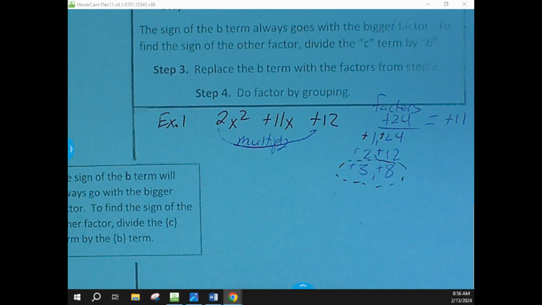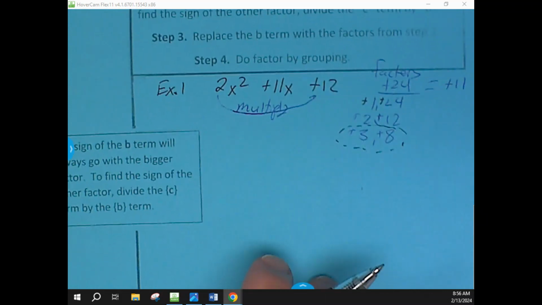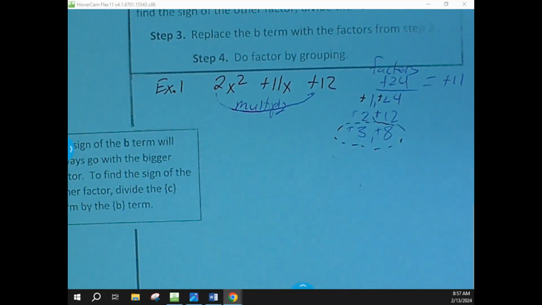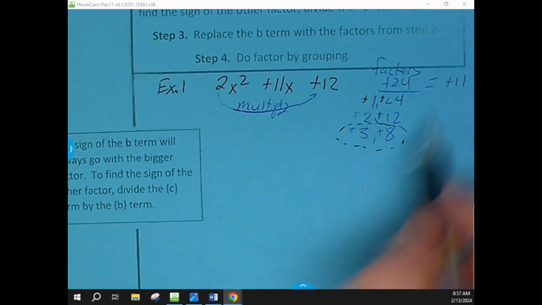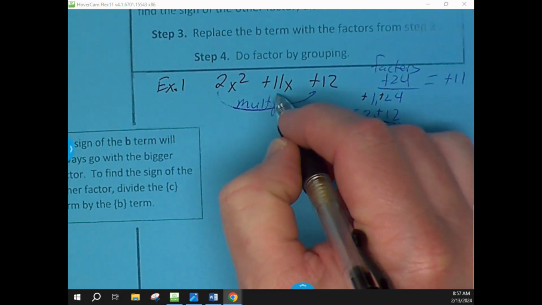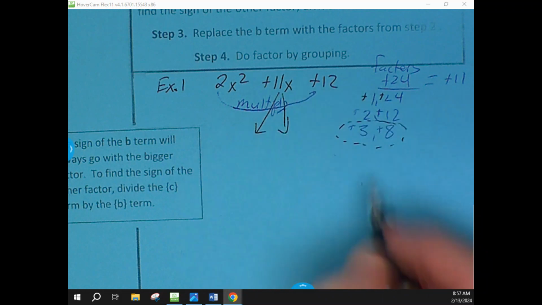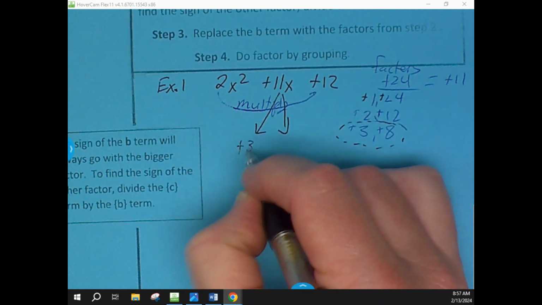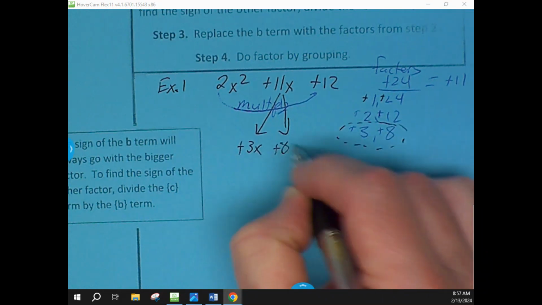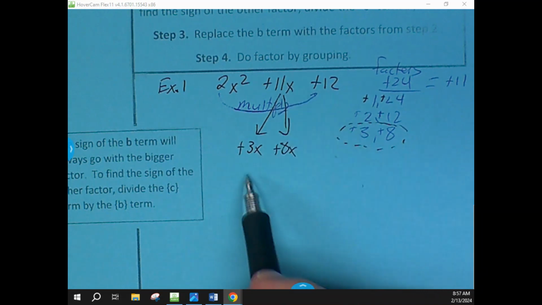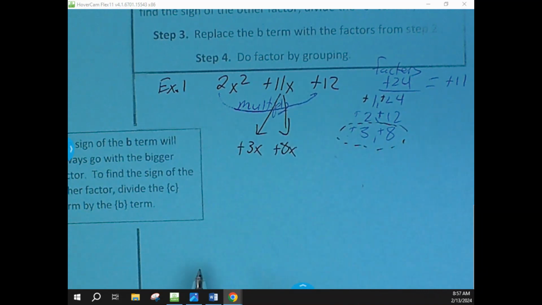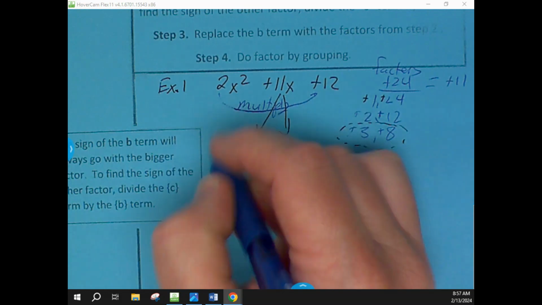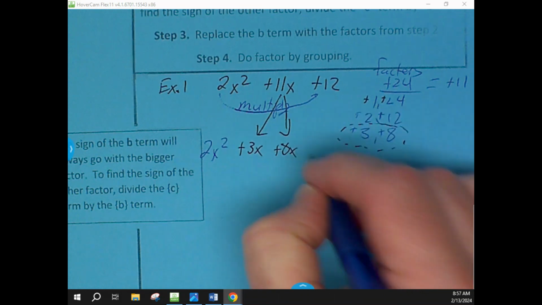Now here's where everybody teaches it a little bit different, and this is actually different than the way I taught it last year, just because if we do it this way, it winds up being the same thing as factor by grouping. So what you're going to do is take this 11x and replace it with these 2 numbers. We're going to replace that with a positive 3x and a positive 8x, because we're going to take 11x and break it up as 8x plus 3x. The 2 other terms we've got here will just stay the same.